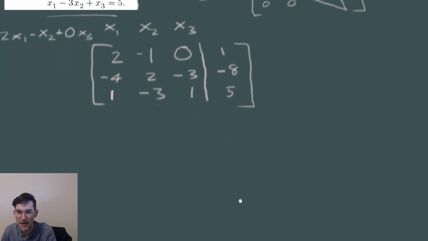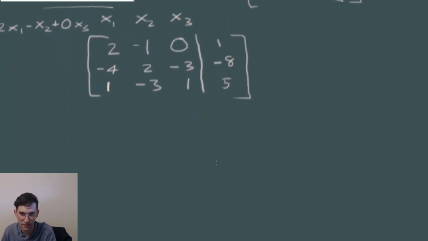Now, for Gaussian elimination, there's a lot of different ways you could probably do it, but the fastest way to do it, because mathematicians have figured this out, is to start under your first pivot.